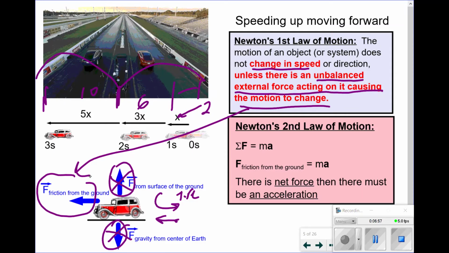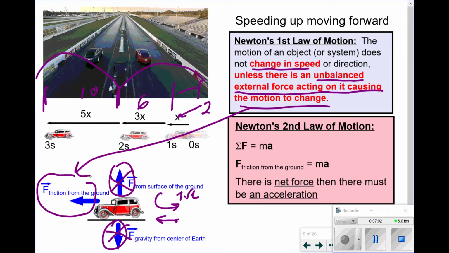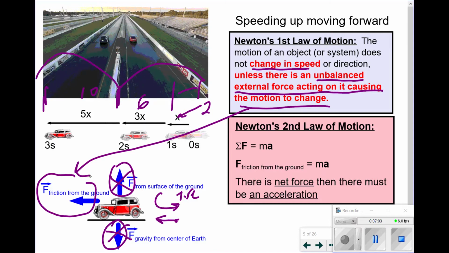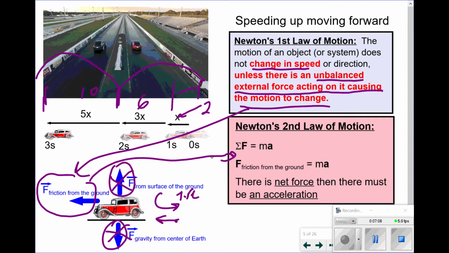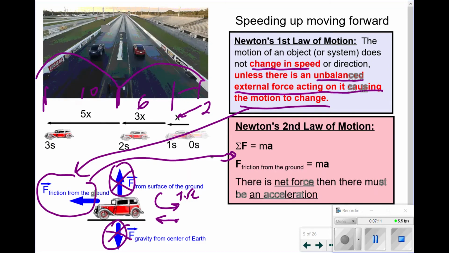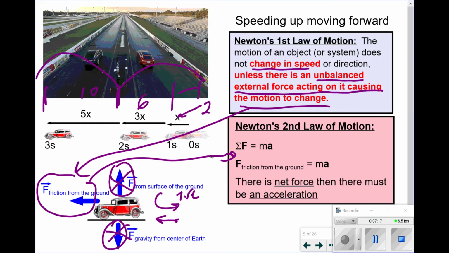If we take a look at Newton's second law, which is again the mathematical representative of the first law, I do have a net force, the force of the friction of the road. So that must equal the mass of the car times the acceleration. Since this force of friction is not zero, there must be an acceleration which causes the speed of the car to change.